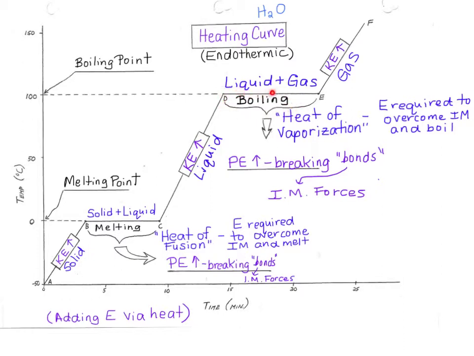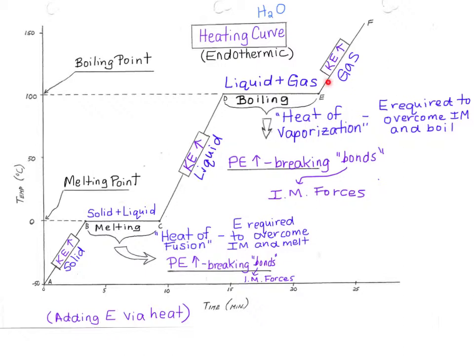Although our hot plate is still on, our temperature stays the same because the energy that's being put in is being used to break those bonds, or to break those intermolecular forces. So it's being converted to potential energy by breaking the intermolecular forces, and the amount of energy that's required to do that is called the heat of vaporization. How much energy do you have to put in to overcome the intermolecular forces and vaporize the substance?